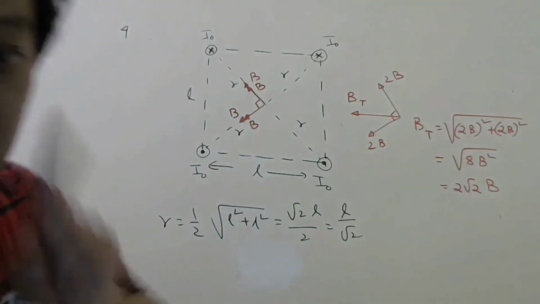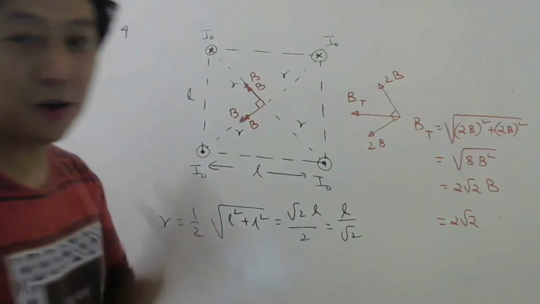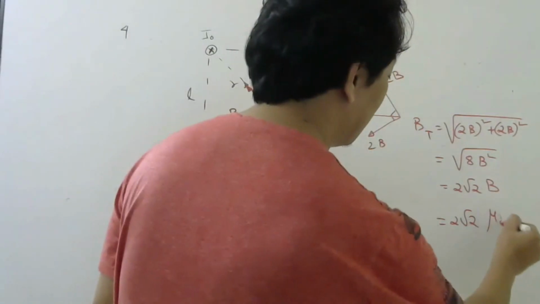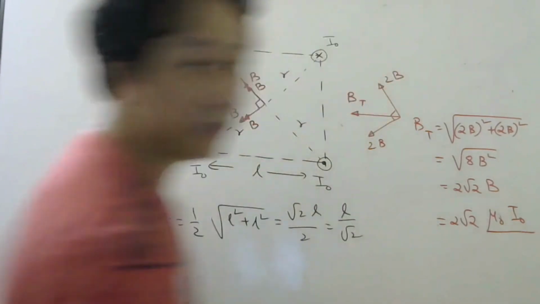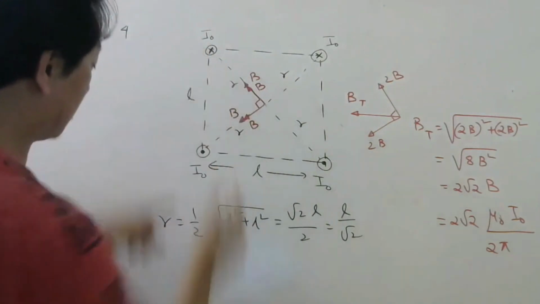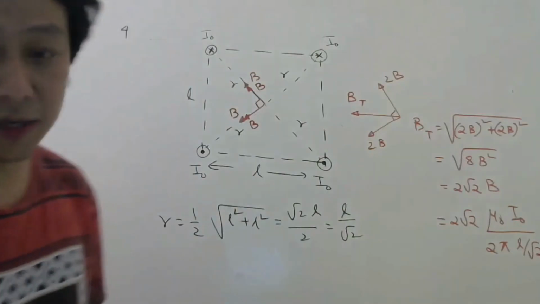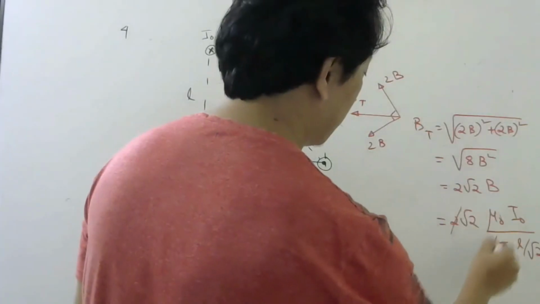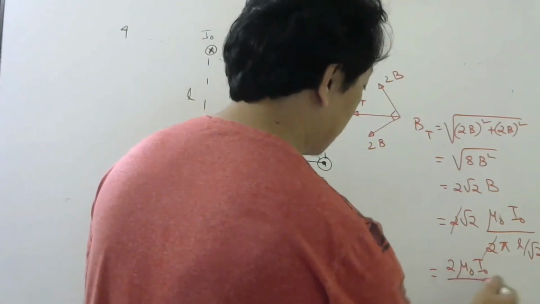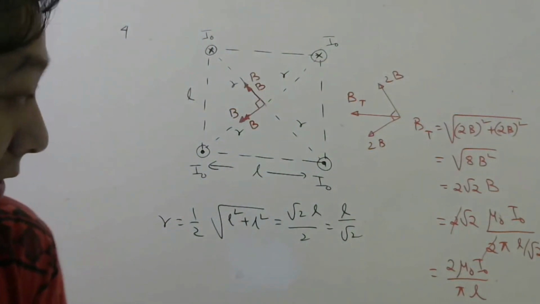Now B is due to one wire. Due to one infinitely long wire, you know the formula. What is the magnetic field? Mu naught I naught, since the current is I naught, they told. Over 2 pi r. This r, how much did we find? L by root 2. Correct? Then root 2 goes up, and the 2 and 2 cancel. So it is 2 mu naught I naught by pi L.